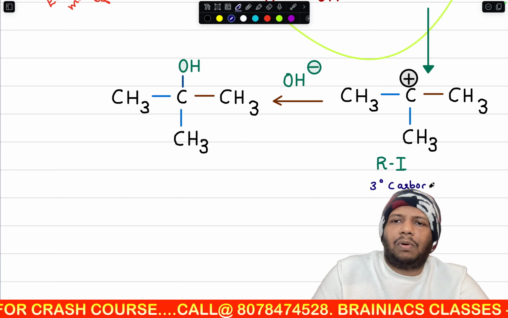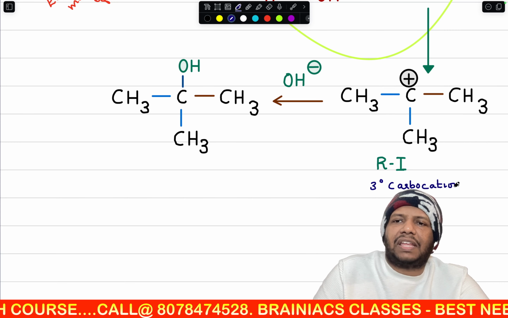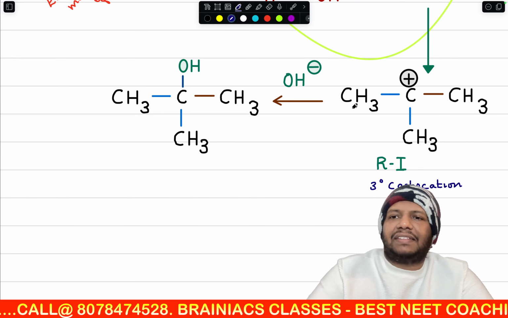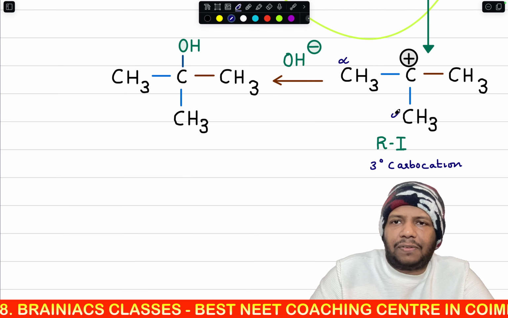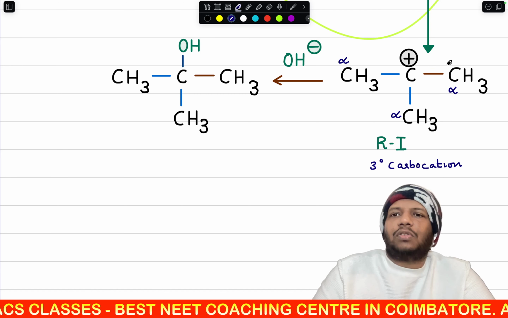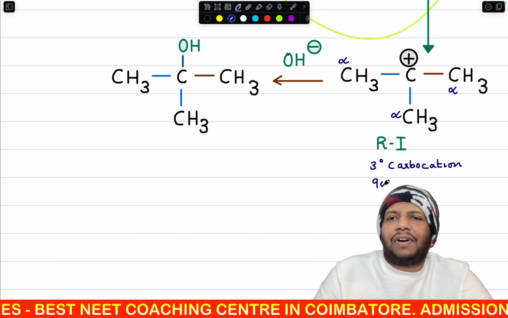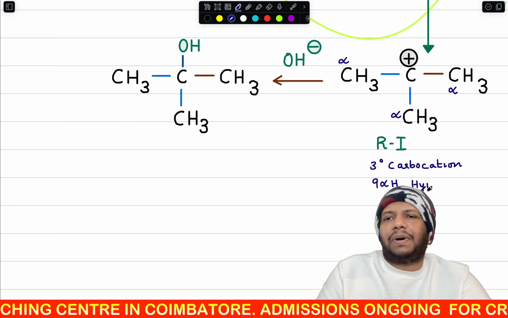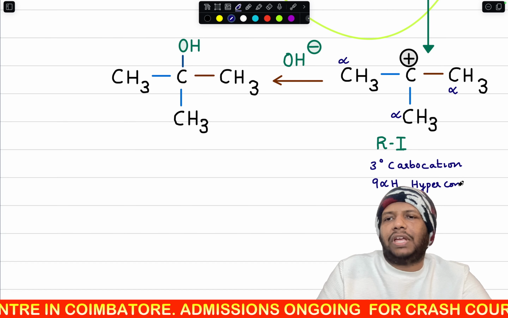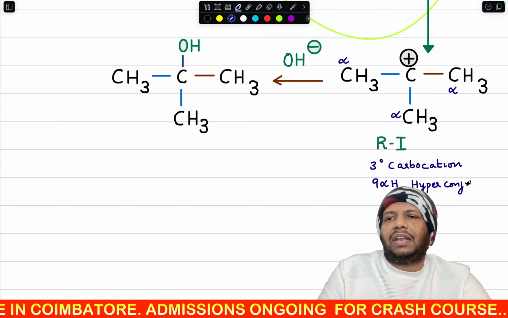3 degree carbocation is my reaction intermediate. And I can say how this is stable. We know that this is alpha carbon, this is alpha carbon, and this is alpha carbon. So totally there are 9 alpha hydrogens, and due to hyperconjugation, I can say a tertiary carbocation is highly stable. Okay. So I know this will stay in the reaction medium.